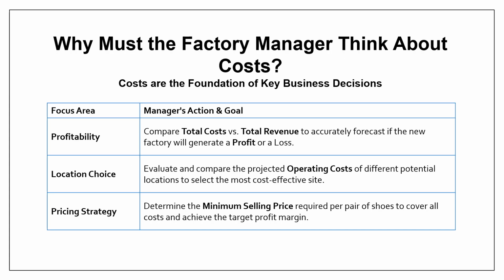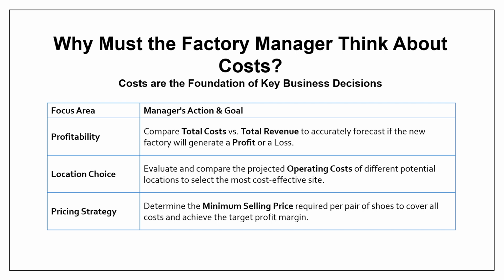Why must the factory manager think about costs? Costs are the foundation of key business decisions. Number one, profitability. The manager has to compare the total cost versus the total revenue to accurately forecast if the new factory will generate a profit or a loss.